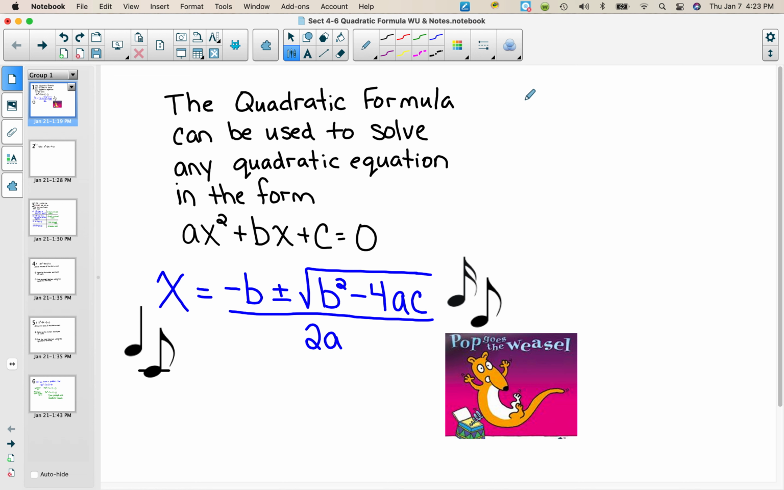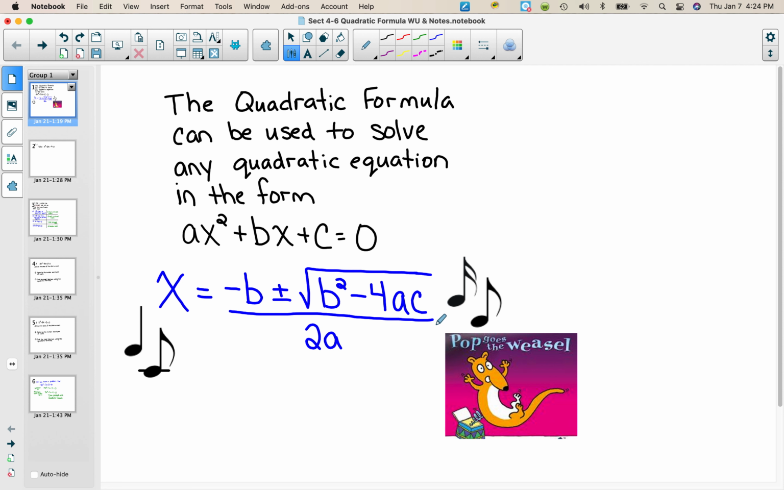So I want to talk about how to solve quadratic equations using what's called the quadratic formula. If the equation is in standard form, ax squared plus bx plus c equals 0, you can use this formula. x equals the opposite of b plus or minus square root b squared minus 4ac all over 2a.